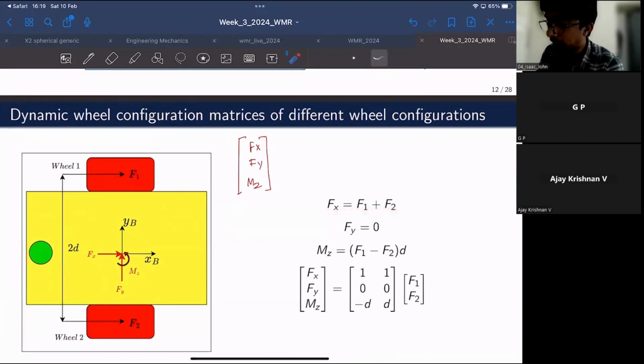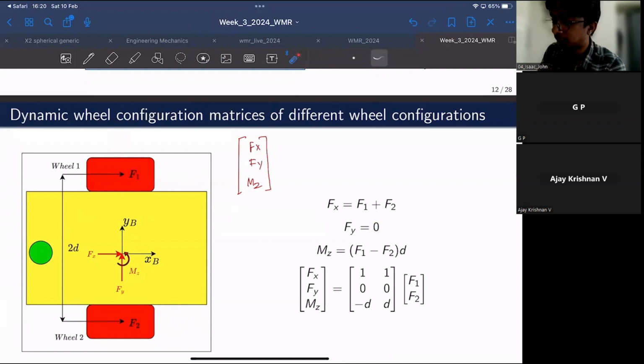And what about Fy? What are the forces in the y direction? That is essentially zero, because we consider conventional wheels to provide infinite resistance along the lateral direction. So it will not be capable of executing any maneuvers or exerting any forces along the lateral direction. So we consider the forces along the lateral direction to be zero.